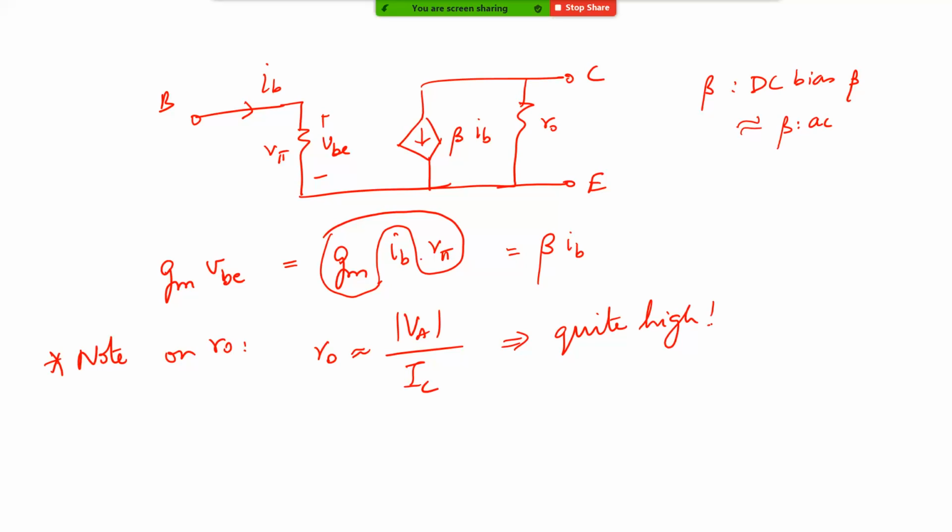Okay, and what you would do is, in many cases, when it is compared with the other resistors in the circuit, it is typically neglected. So that we will see, but at least the point that I would like to make right now is that the R naught value is fairly high. Okay, all right. These two are called the hybrid pi model.